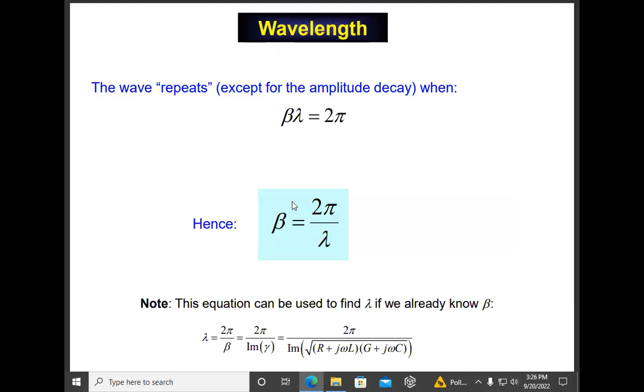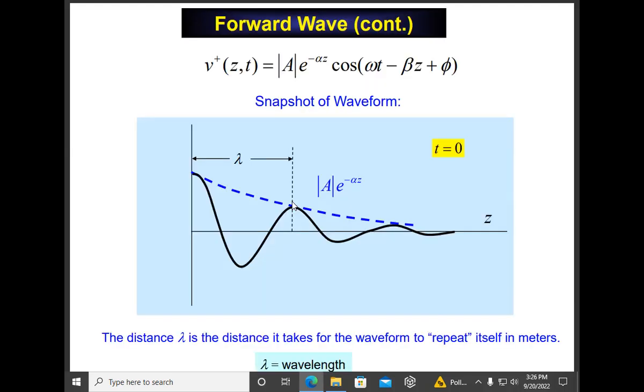Now, the wave is going to repeat when that cosine wave repeats. This term is making it lose energy, but if you look at where the crest appears, that's coming from the cosine. Remember, t is fixed, so as I'm plotting versus z, it's this that's changing the phase, right? So it's going to repeat when this thing here changes by 2 pi. That's when the cosine repeats, right? When beta times z changes by 2 pi. So in other words, the wavelength is going to be whatever distance z it takes to make beta times z be 2 pi.